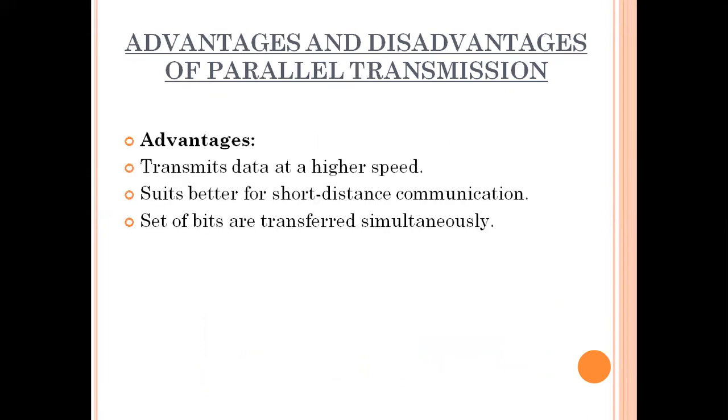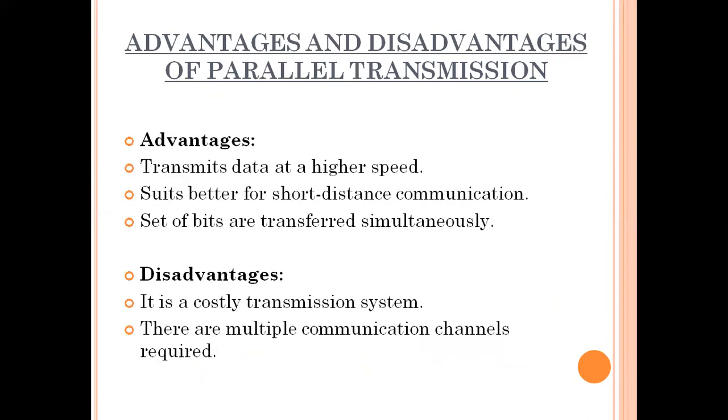Now let's talk about some advantages and disadvantages of parallel transmission. First advantage is it transmits data at a higher speed, which means it sends data faster between devices. Second one is it suits better for short distance communication, which means it is better for the short distance communication between devices. Third is a set of bits are transmitted simultaneously. We can send various bits at a time.